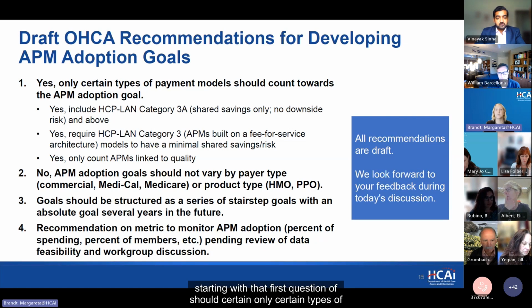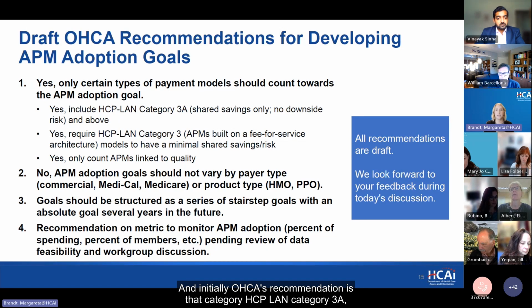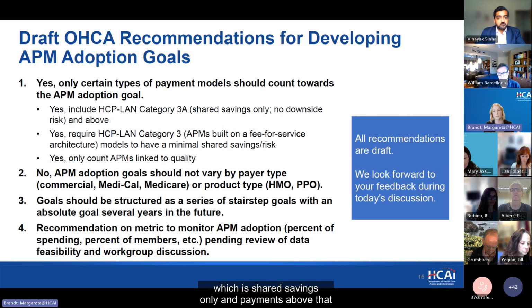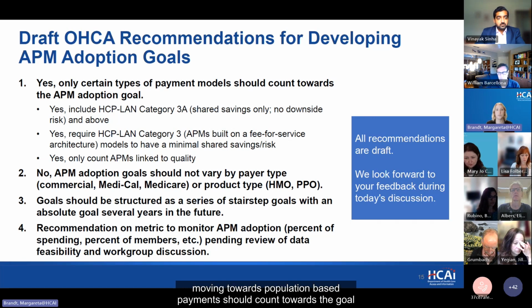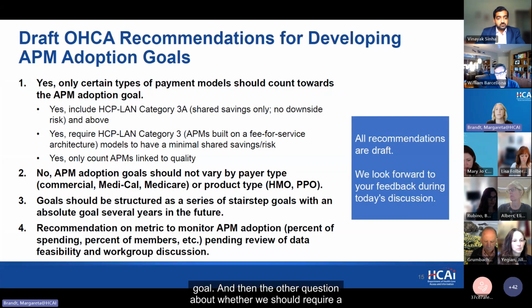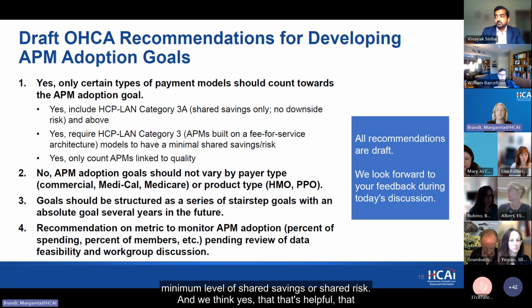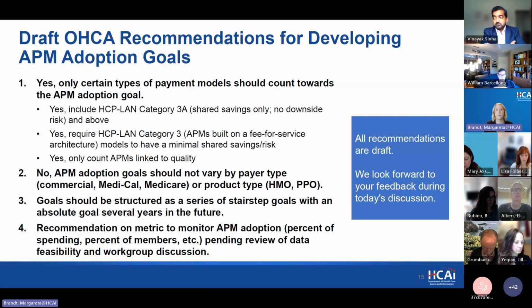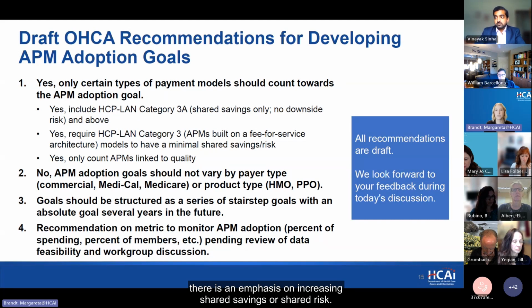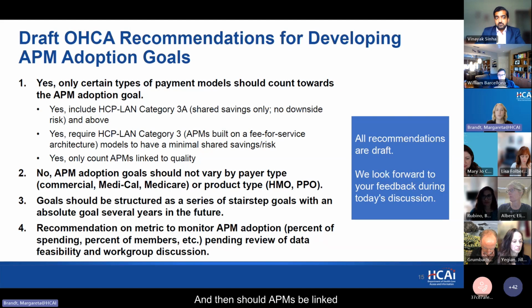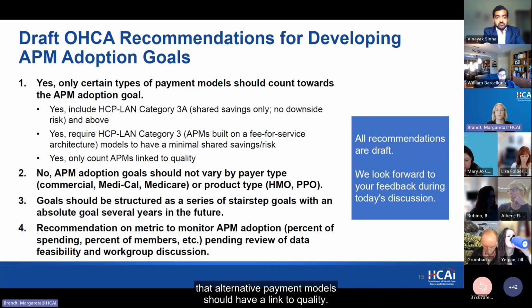So first, starting with the first question of, should only certain types of payment models count towards the APM adoption goal? Initially OHCA's recommendation is that HCP LAN category 3A, which is shared savings only, and payments above that moving towards population-based payments should count towards the goal. And then the other question about whether we should require a minimum level of shared savings or shared risk. We think, yes, that's helpful, that there is an emphasis on increasing shared savings or shared risk so that there's actually an impact of those models. And then should APMs be linked to quality or not? Our perspective is yes, that alternative payment models should have a link to quality.